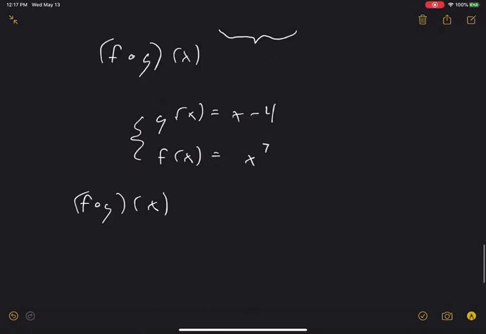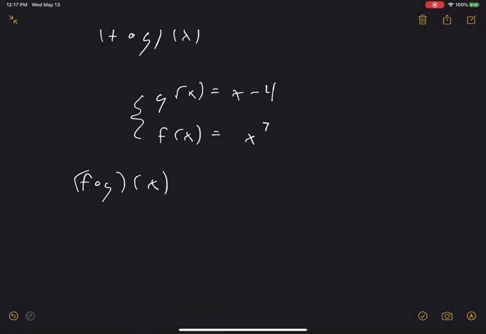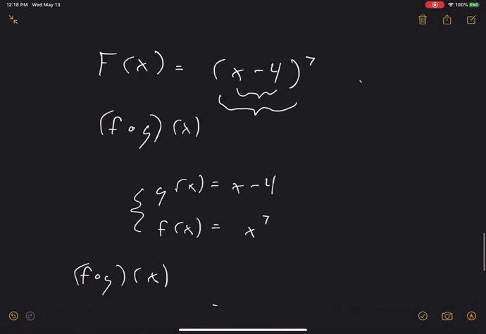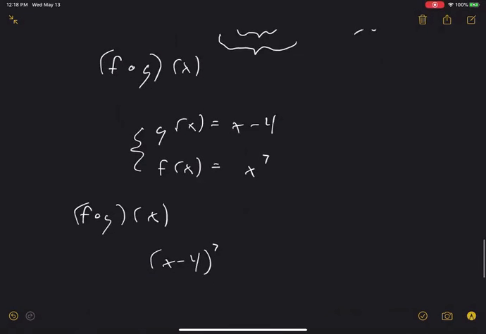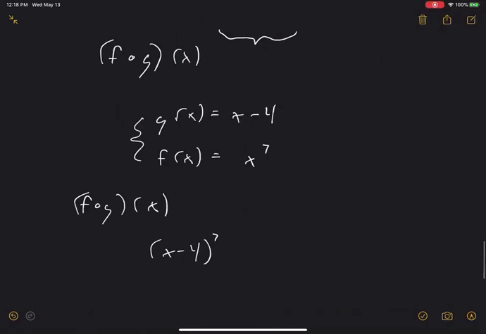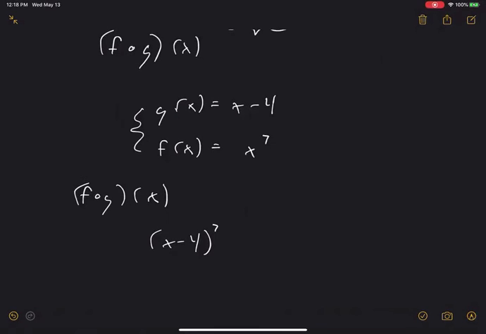So let's try that using my same logic as before. I'm going to start to write my function f, but instead of x, I'm going to write my function g. Okay, so instead of x, I write x minus 4, and then I raise that to the power 7. Is that what I had in my original? Yeah, okay. So it looks like my g of x should be x minus 4. My f of x should be x to the power 7.